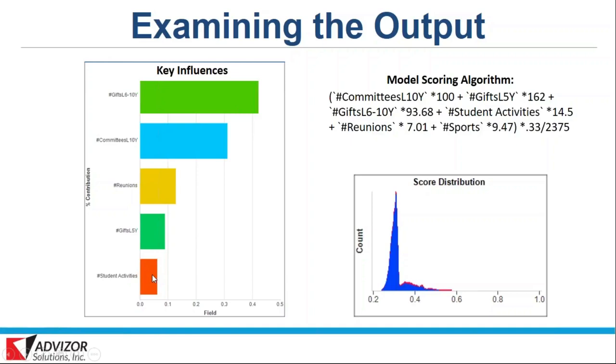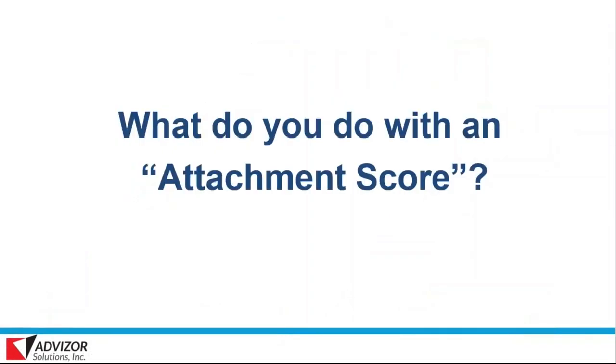Number of student activities, this wanes as people get older. For young alumni, this would be higher. So it tells you what matters. And then it creates a scoring algorithm and a score that ranges from 0 to 1, which is where we started, which you then want to have.